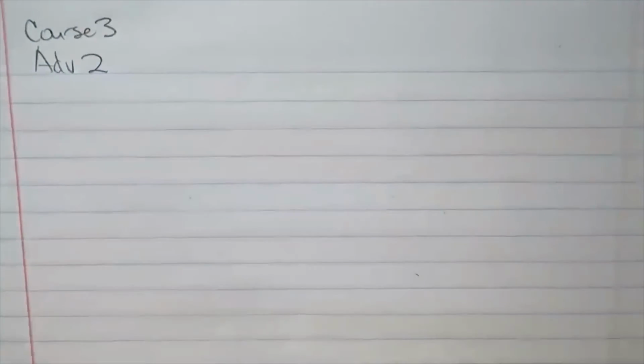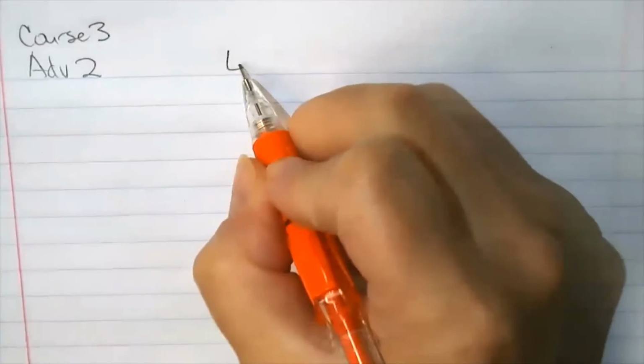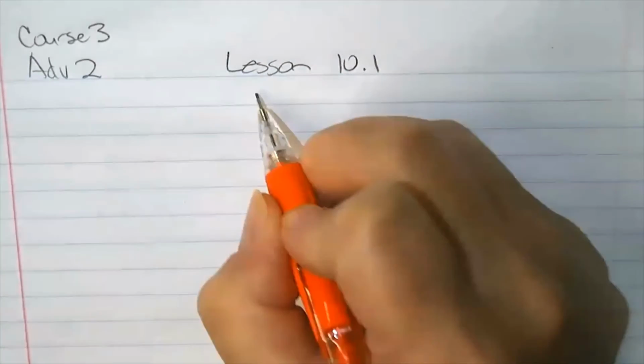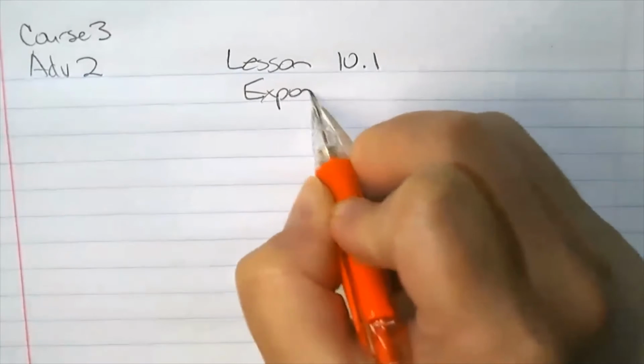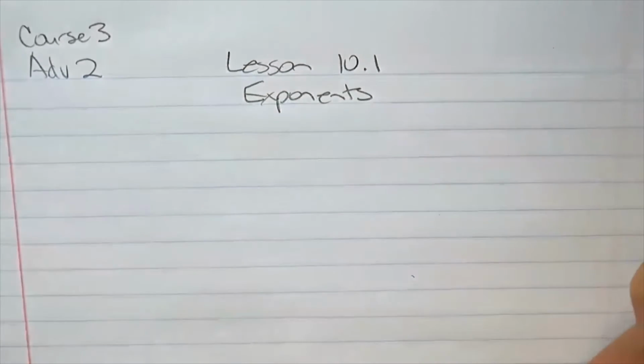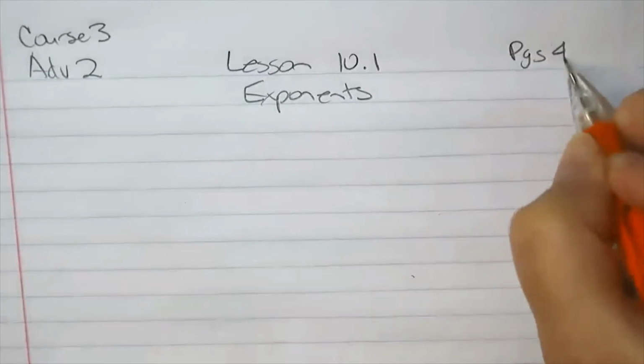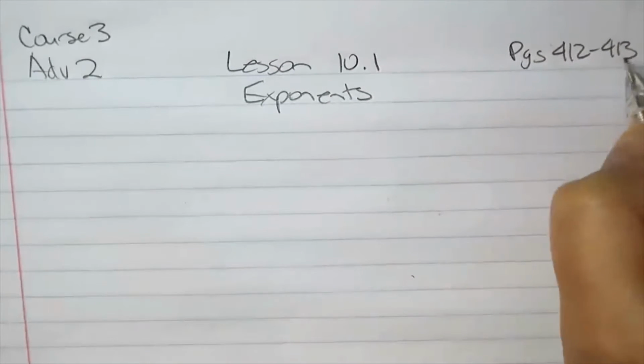Okie doke. If you are in 7 Excel, we are working from the Advanced 2 textbook. If you are in Math 8, we are working from the Course 3 textbook. We are doing lesson 10.1, Exponents, and it can be found on pages 412 and 413.